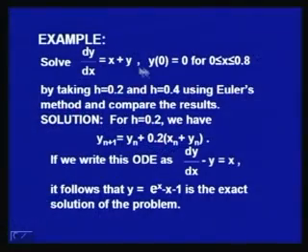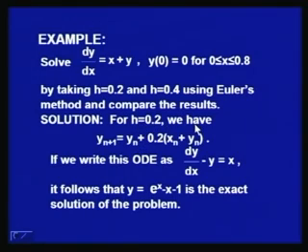Before we discuss the improved Euler's method, let us take an example on Euler's method. Let us solve dy/dx equal to x plus y, where y(0) equal to 0, for 0 less than or equal to x less than or equal to 0.8, by taking h equal to 0.2 and h equal to 0.4, using Euler's method, and let us compare the results.